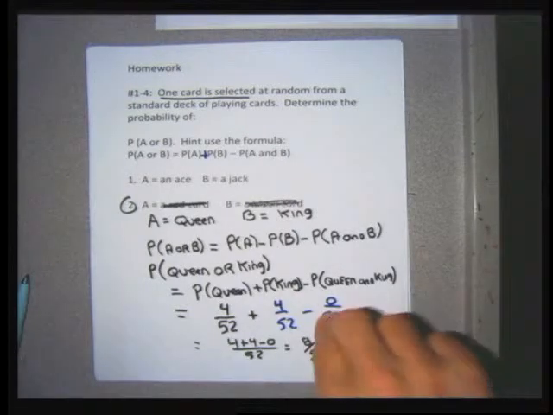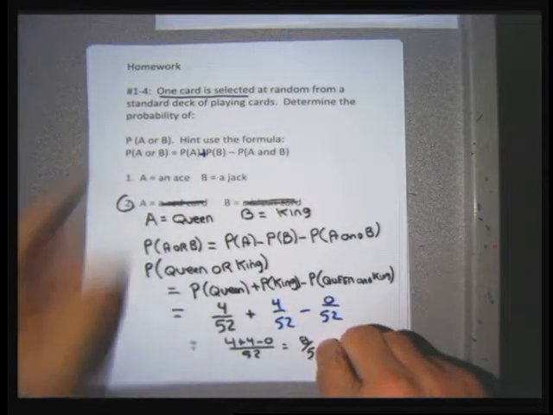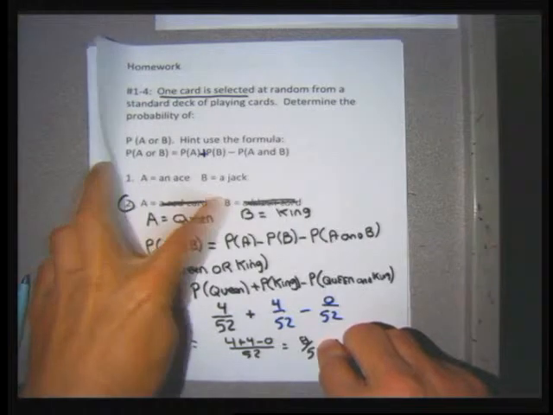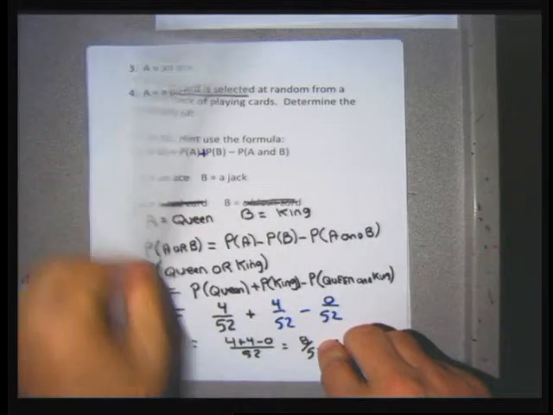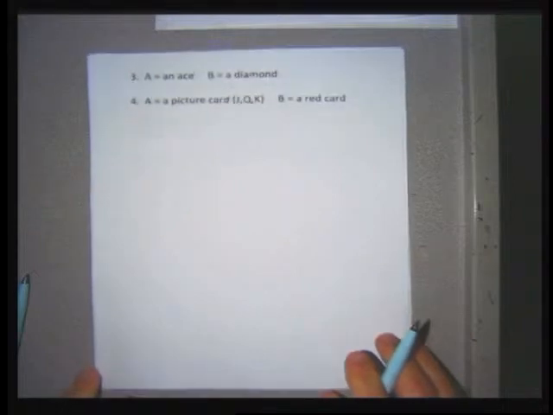So problems 4 and 3 should have the same question. I'm picking one card from a deck of cards. I'm told what the A and the B are. I'm trying to find the probability of A or B. And let's see what I can do with mine. Yeah, they're good problems. They work together nicely.